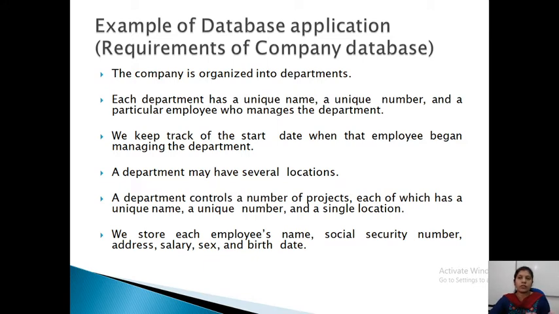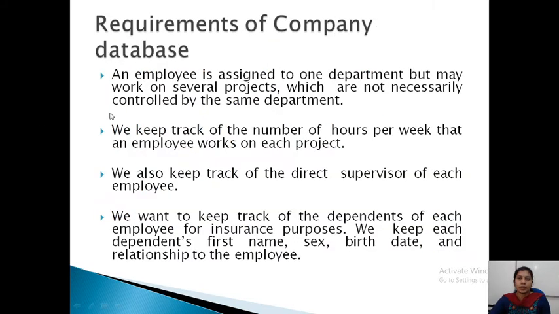Okay, so these four entity types we have identified, and the attributes of these entity types also we have identified. Then an employee is assigned to one department but may work on several projects. So these are the conditions. When you are putting the constraints like participation and cardinality, you have to think about this. Which are not necessarily controlled by the same department.